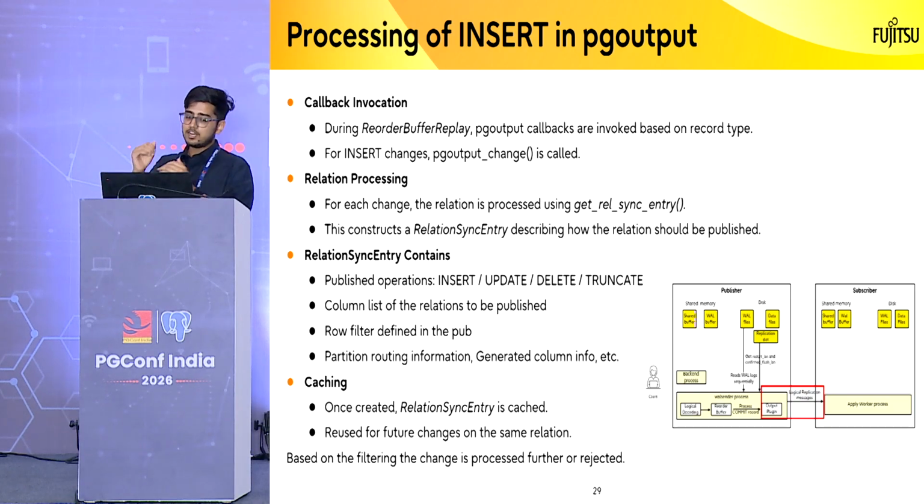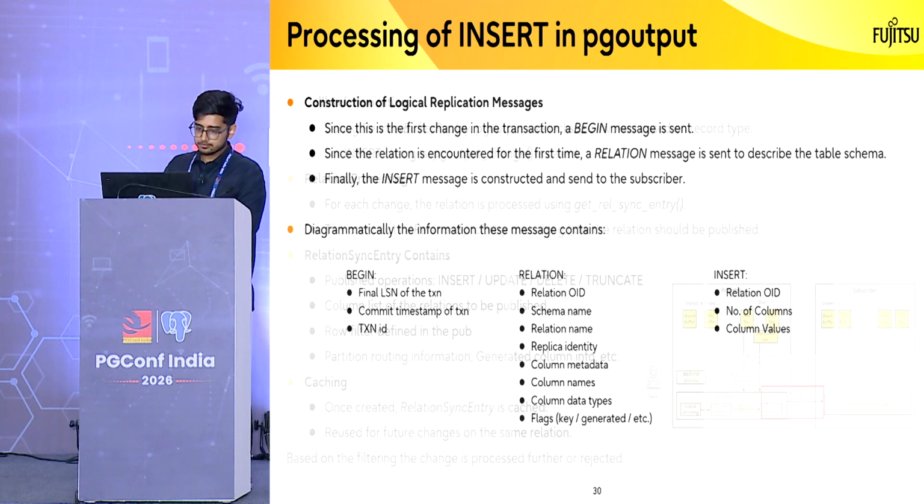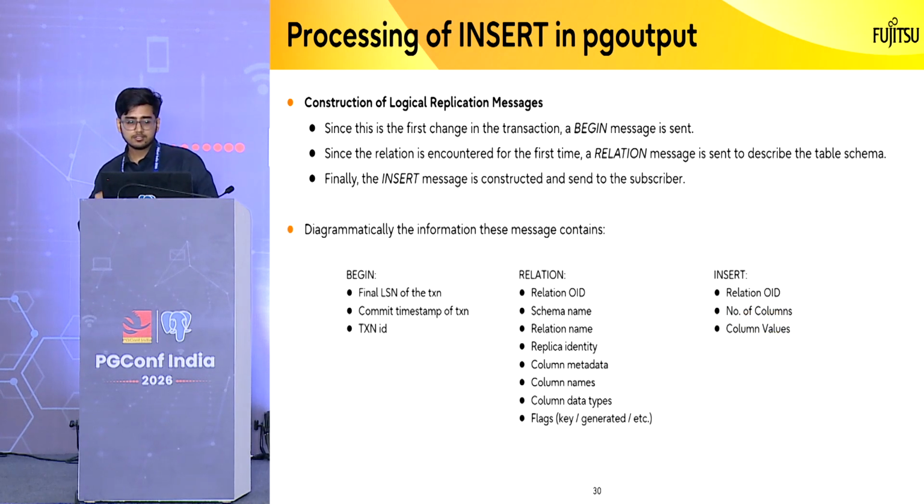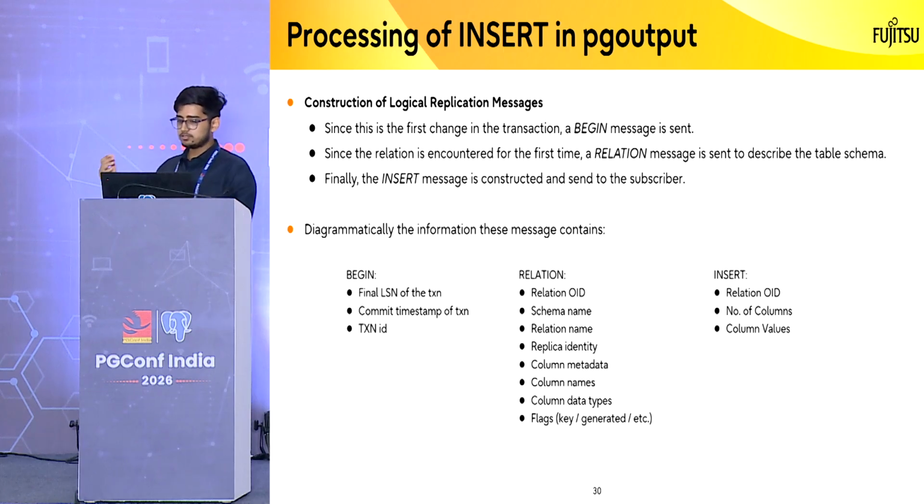Once this is calculated, this entry is cached so that it can be used in future, and we don't need to reconstruct it again and again. Based on these filters, this change is filtered, and if it passes these filters, it will go for further processing, otherwise it will be rejected. Now for our case, the change passes all the filters and it goes for further processing.